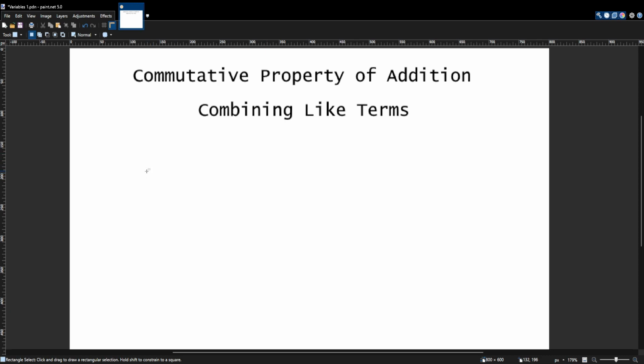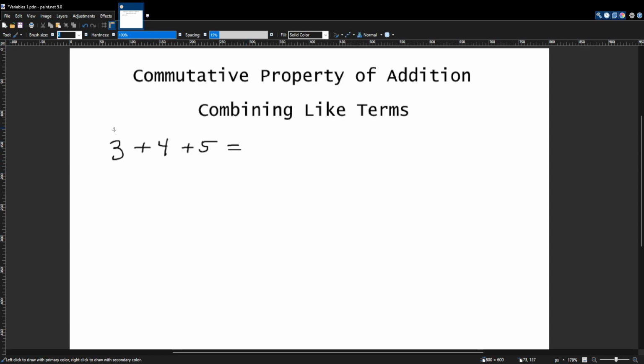So now let's talk about the commutative property of addition. The commutative property of addition simply states that the order of terms does not matter when adding values. So 3 plus 4 plus 5 will always equal 12, no matter the order of these numbers. It can be 4 plus 5 plus 3, that still equals 12, and it can be 5 plus 3 plus 4, and that is also still equal to 12.